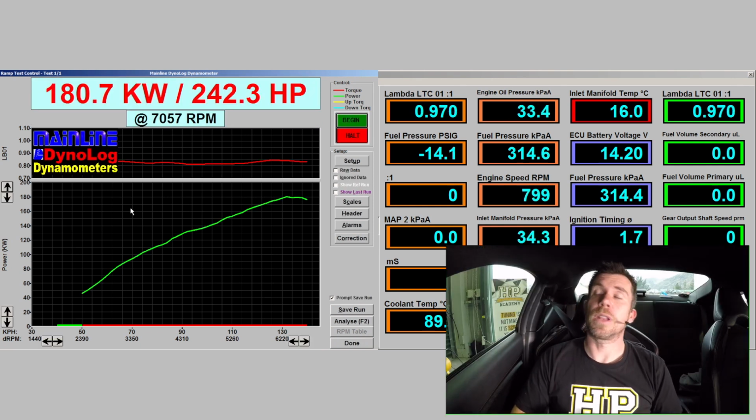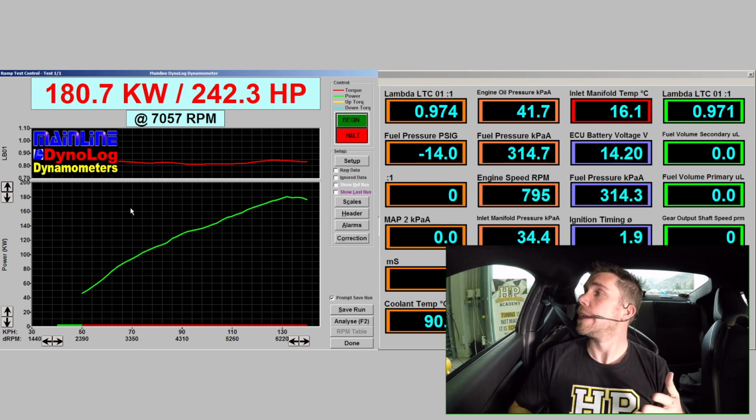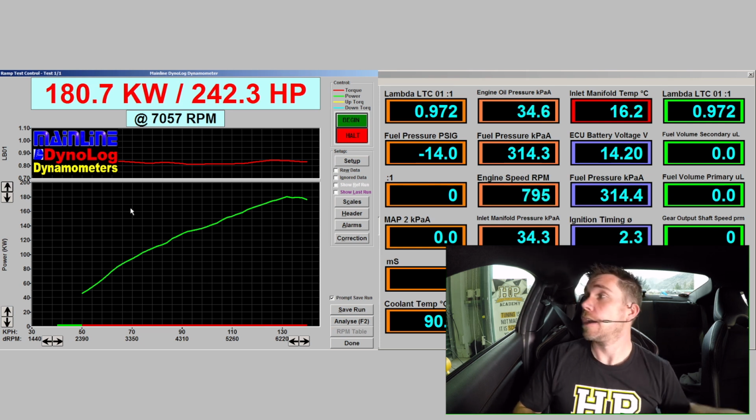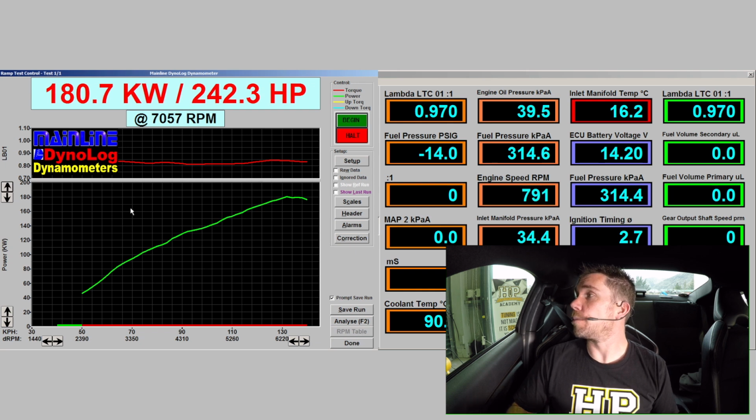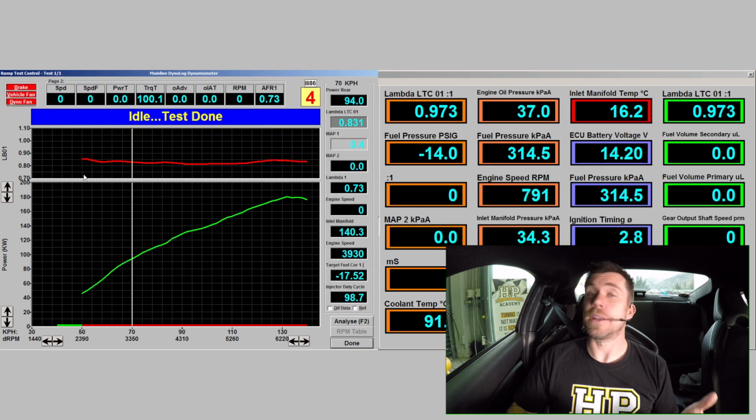Alright, we've got our run complete there and we've registered 180 kilowatts or 242 horsepower at the rear wheels. And you can see that we have our power being displayed in green at the bottom, and we've also got our red line showing us our air-fuel ratio. Let's have a look at the logging inside the M1 ECU and we'll see how we can use that logging to help us with our tuning.